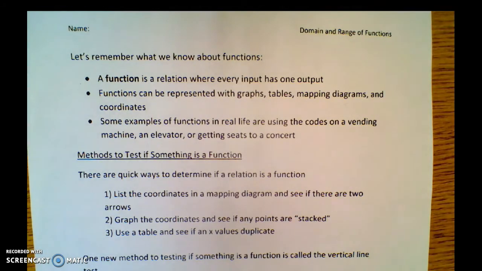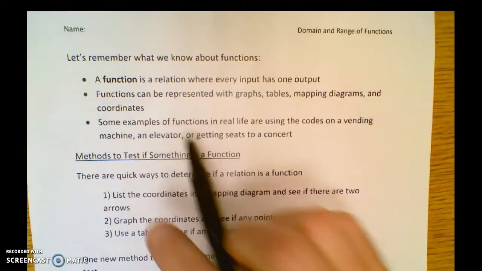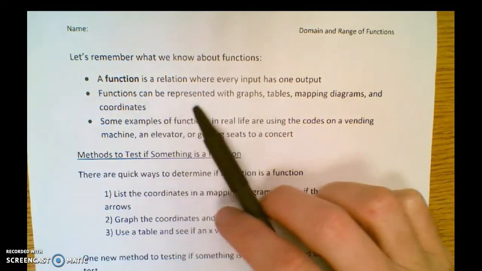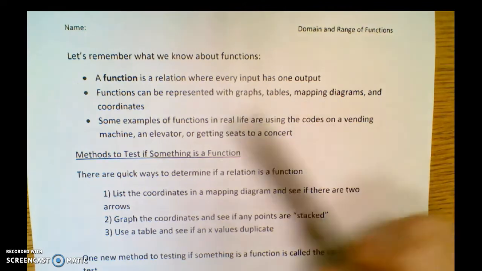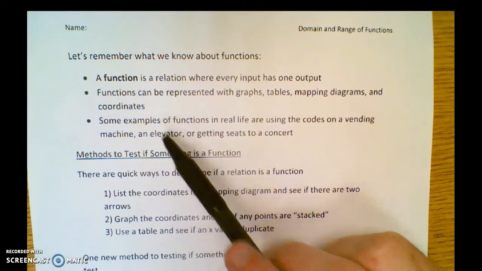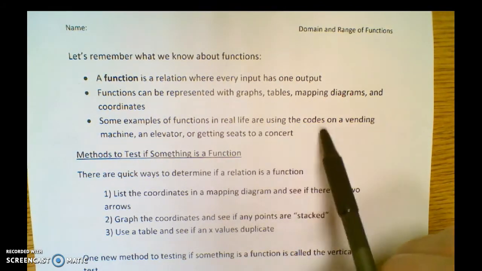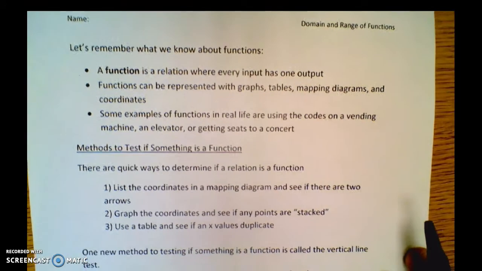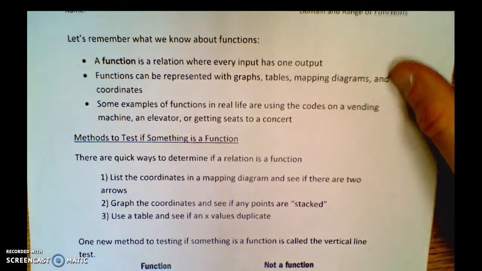Alright, let's look over what we know about functions. A function is a relation where every input has one output. Functions can be represented with graphs, tables, mapping diagrams, and coordinates. Some examples of functions in real life are using the codes on the vending machine, an elevator, or getting seats to a concert. So, methods to test if something is a function.